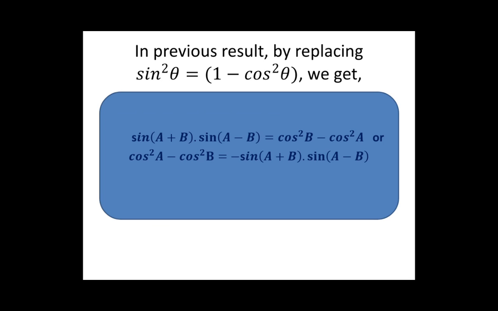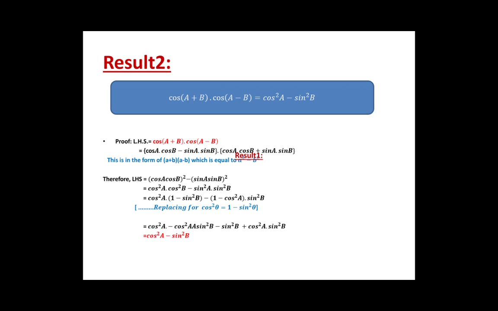Now in the previous result, by replacing sin square theta as 1 minus cos square theta, what do we get? We get sin(a plus b) into sin(a minus b) is equal to cos square b minus cos square a. Okay, or cos square a minus cos square b is equal to minus sin(a plus b) into sin(a minus b).